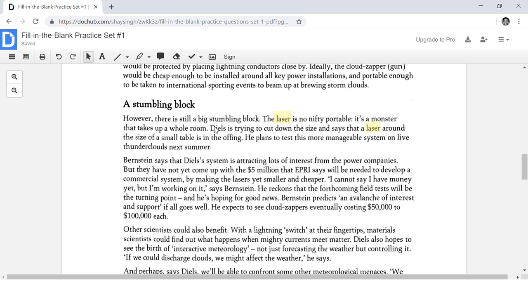So let's carry on. I'm going to read one more sentence. DLs is trying to cut down the size and says that a laser around the size of a small table is in the offing. Okay, so he's trying to cut down on the size because it's too large.